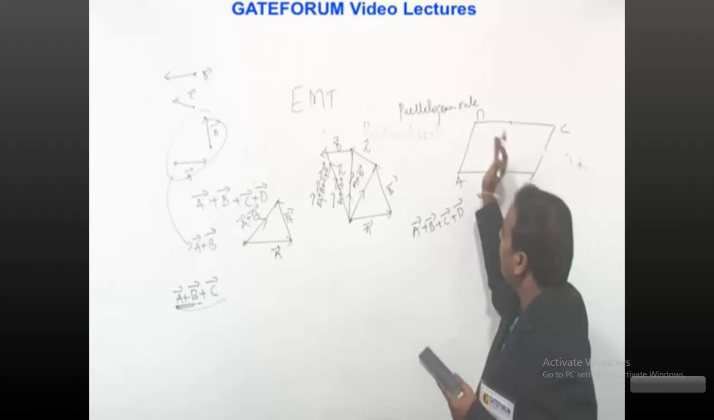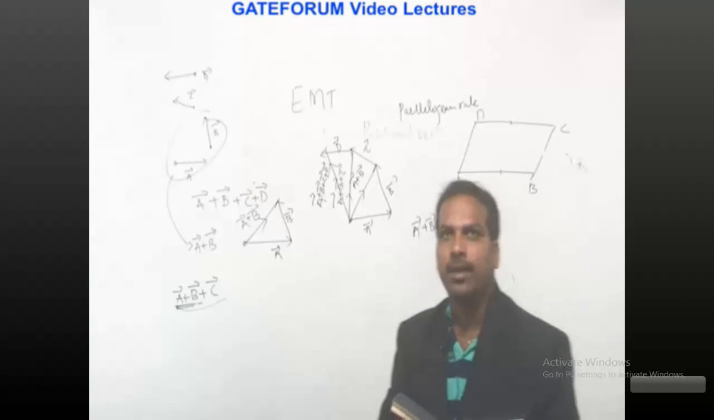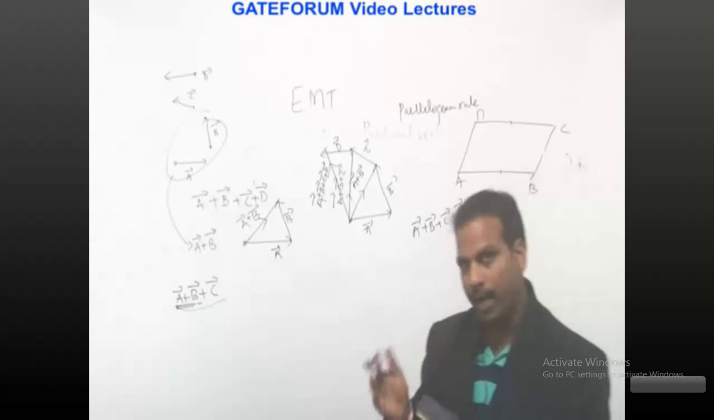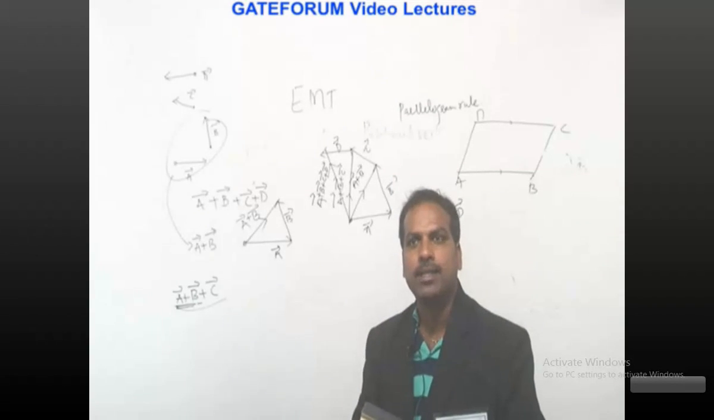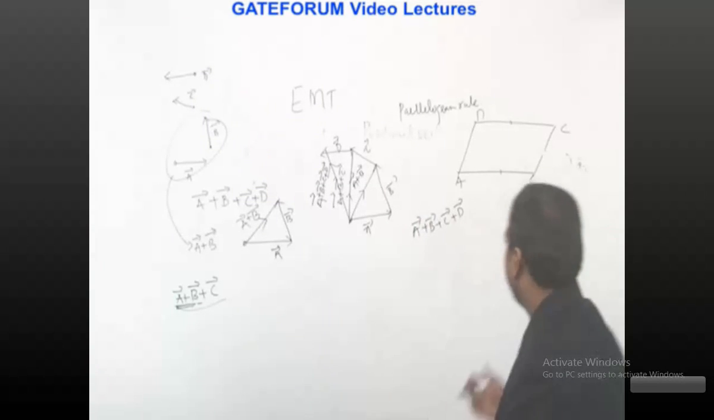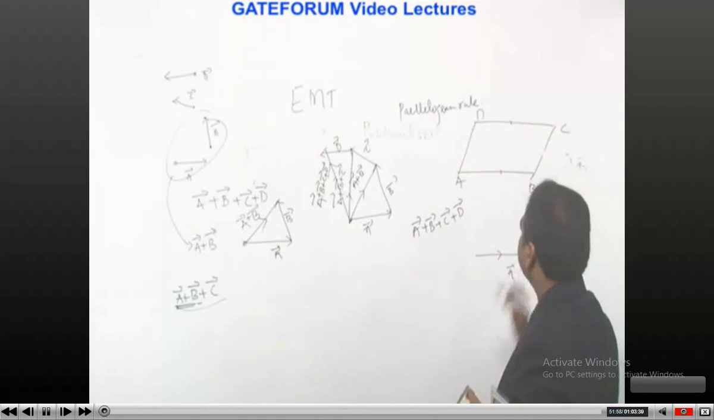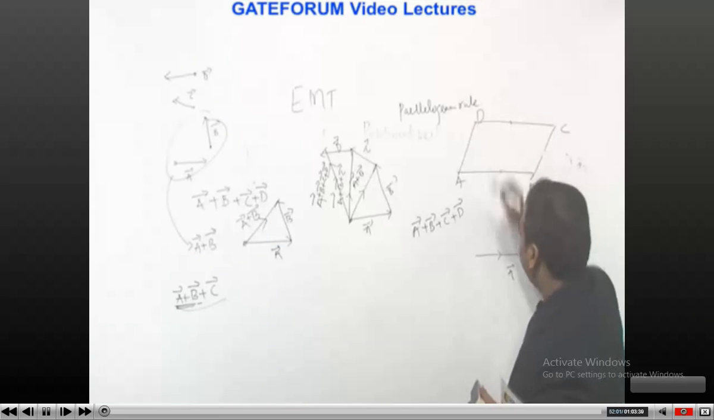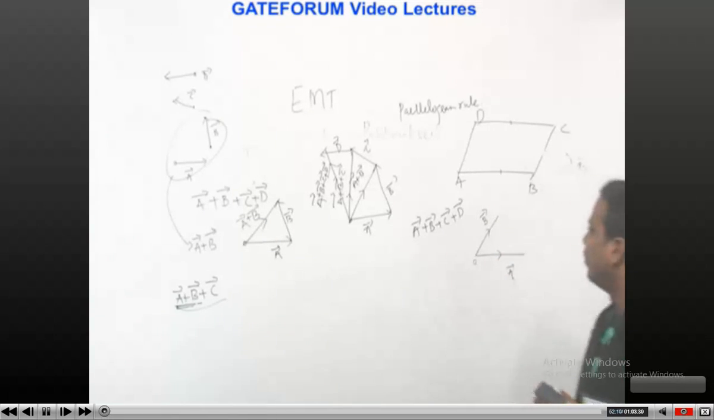Similarly, the rule with respect to vectors is very simple. If two vectors represent the two adjacent sides of a parallelogram, then the sum of the two vectors is nothing but the diagonal coming out of those two adjacent sides. Let's say I'm taking a vector along the side AB, let's assume it as A bar, and consider a vector along the side AD, let's say it is B bar. Let's say the common starting point here is O.